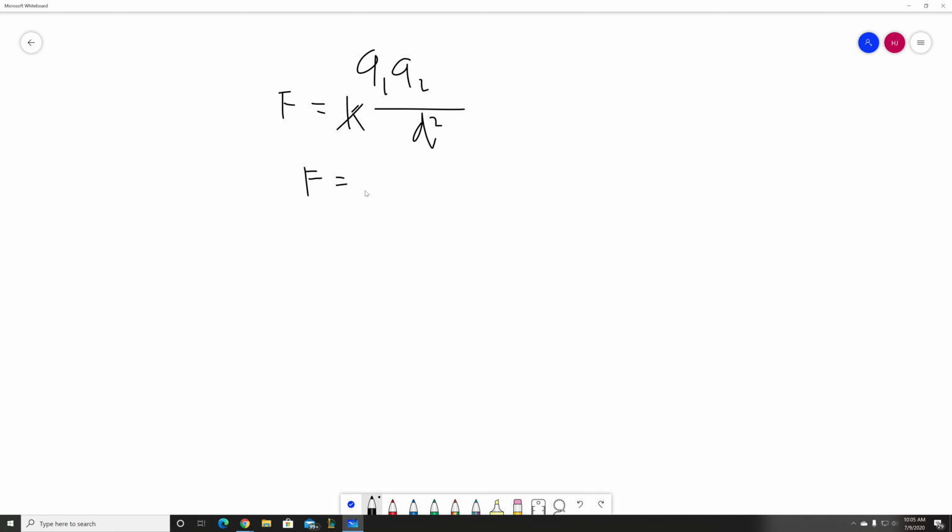We can ignore K because K is in both. It wouldn't make a difference, but you guys get the point. If we set Q1 and Q2 as 1 over D squared as 1 squared, that's 1 times 1 over 1 squared, which gets you 1. So force is equal to 1.